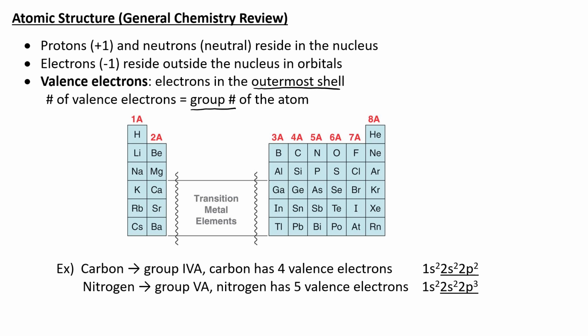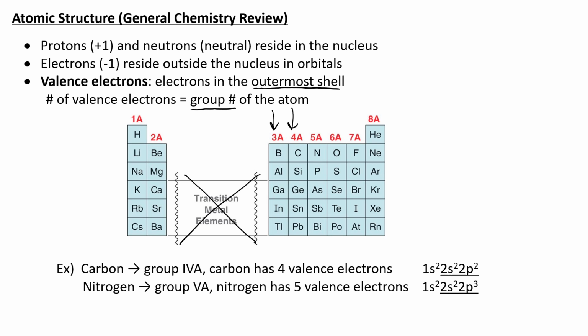So if you look at your periodic table, you might notice that there are different numbering systems. We're going to use this particular numbering system for groups 1 through 8. We're going to ignore the transition metals for now. And if we look at groups 1 through 8, the group number, 3, 4, 5, 6, 7, and 8, and so on, will tell us the number of valence electrons.